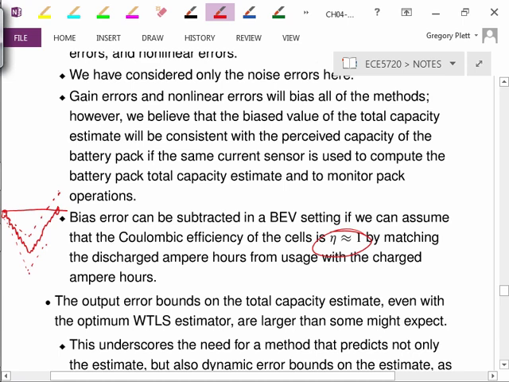So I can actually compute a very good estimate of the bias by counting discharge ampere hours and charge ampere hours and setting them equal to each other, solving for the bias, and then correcting for what this point actually is based on that.